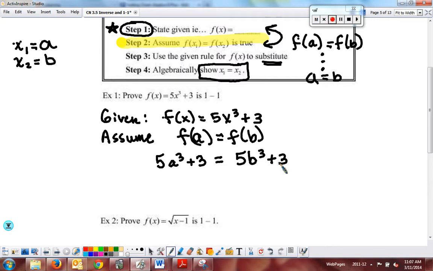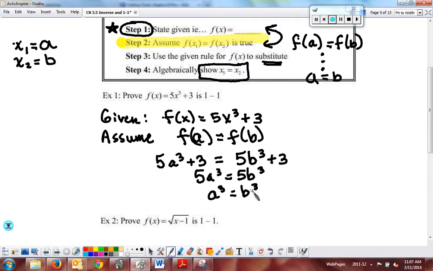Now I'm going to do a little algebra. What is my goal? A equals b. The rule, just like when you did the whole f of g of x thing, is one simplification per step. What would I do first? Subtract 3. So 5a cubed equals 5b cubed. Then I would divide by 5: a cubed equals b cubed. Then I would cube root both sides.